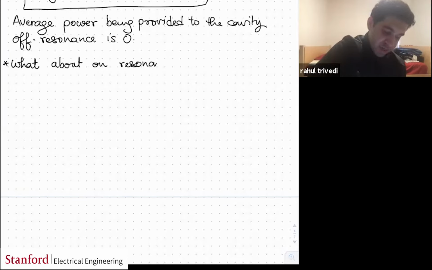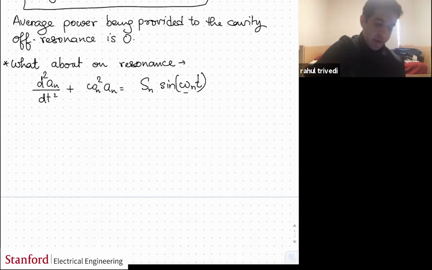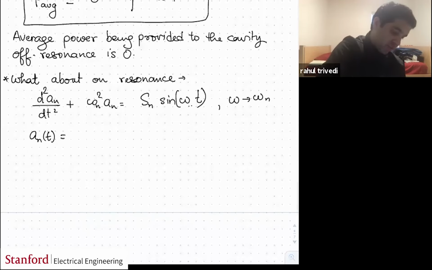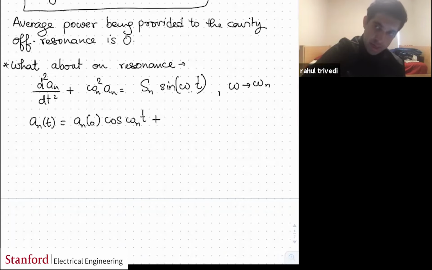On resonance, if we consider solving the same problem, d2 an by dt square plus omega n square an is equal to Sn sine of omega n t. Now, instead of having sine of omega t, I'm driving it on resonance. Then what you can show is that your an of t, again the derivation is there in the book, and the simple way of calculating this is to have a frequency omega here, and you take the limit of omega going to omega n, right? So you can essentially take the expression that we have here and take the limit of omega going to omega n. It's a very simple mathematical exercise to show that this essentially just becomes an of 0 cosine omega n t, plus an dot of 0 divided by omega n sine of omega n t.